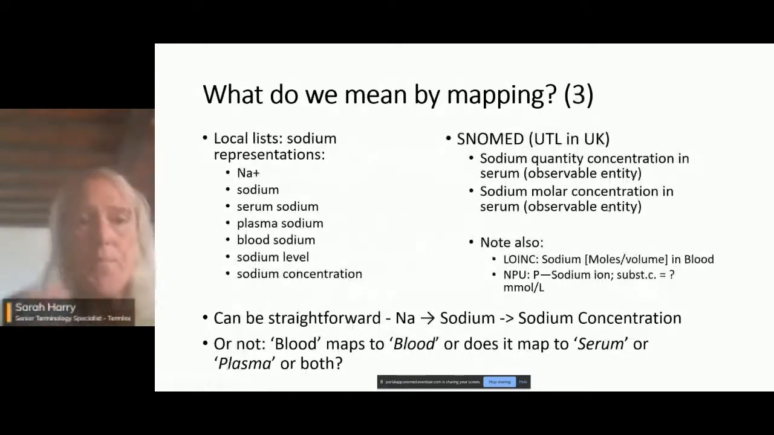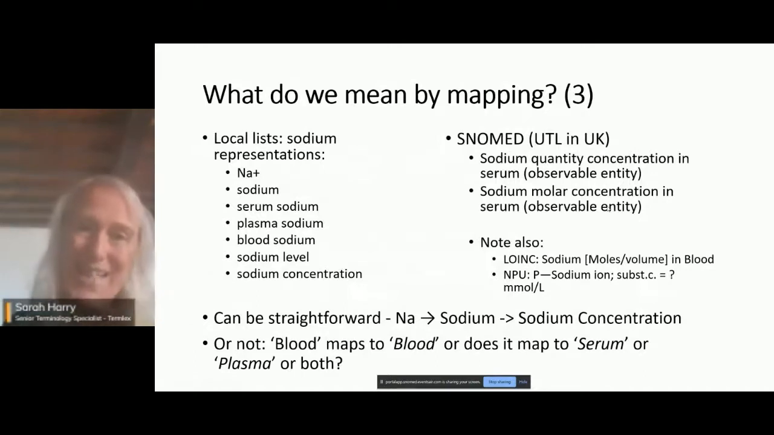So here are some possible representations that you might see in local lists, again, of just something simple like sodium. So there could be Na+, sodium. We could have serum sodium, plasma sodium, blood sodium. We could have levels, concentrations. So there's a variety of things that we need to be able to map.